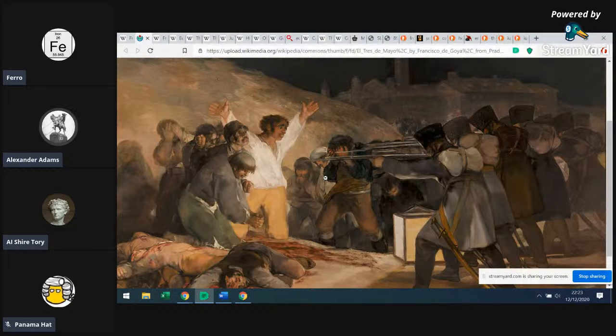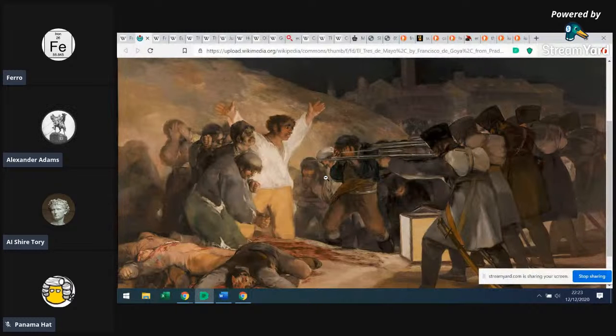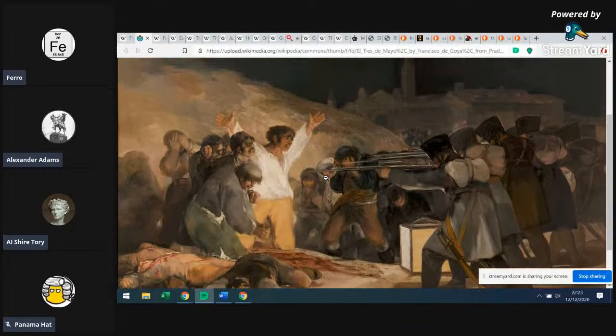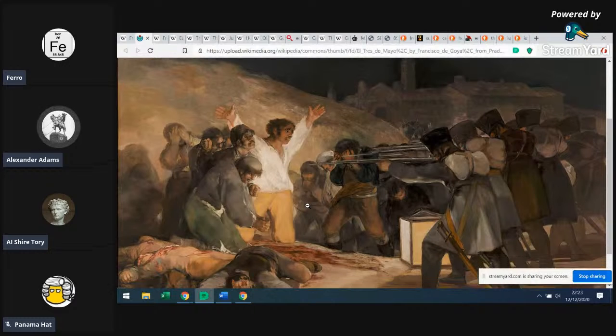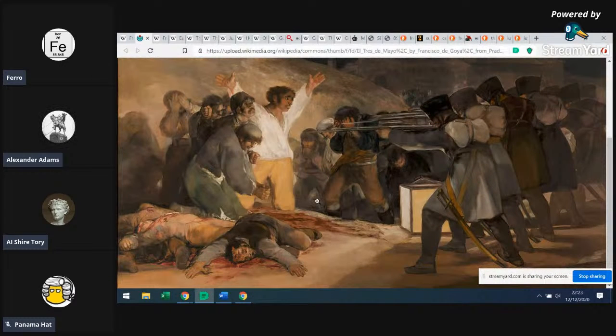So here you can see these are the prisoners. They had revolted the day before against the French troops and the Spanish royalist collaborators, against the Spanish people. They were captured. I'm not sure if they were even given a trial, and then the next day they were executed. This is all in Madrid in 1808, I think.